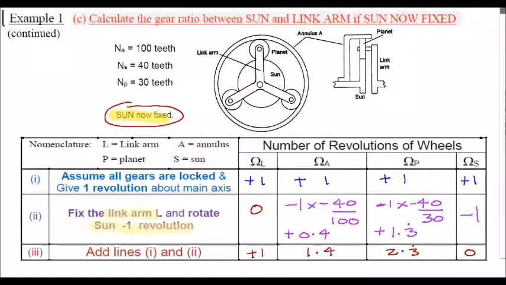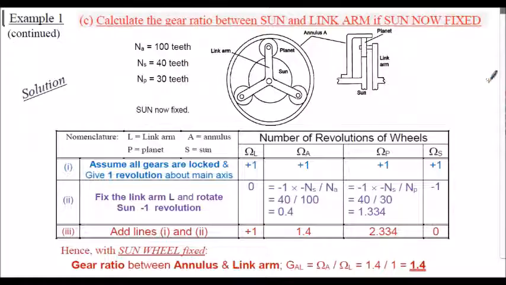I've got a slide where I've written it out more clearly to follow. That's my slide, a bit more clear if you see that slide there. So if we want to find the gear ratio between the annulus and the link arm, which I think is what the question wants us to do, then we can see from the table it's 1.4. That's with the sun wheel fixed. So you can see you get different velocity ratios by fixing different items of the epicyclic gear train.